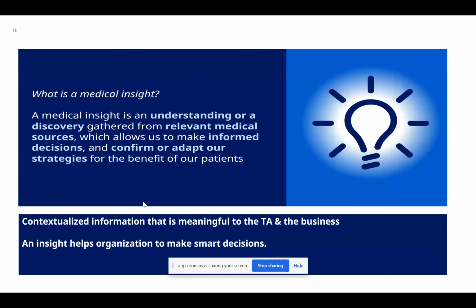If you see the definition, especially from a medical background, a medical insight is an understanding or a discovery gathered from relevant medical sources, which allows us to make informed decisions and confirm or adapt our strategies for the benefit of the larger patient pool. So, contextualized information that is meaningful to the therapy area and the business, you can briefly say, is insight.